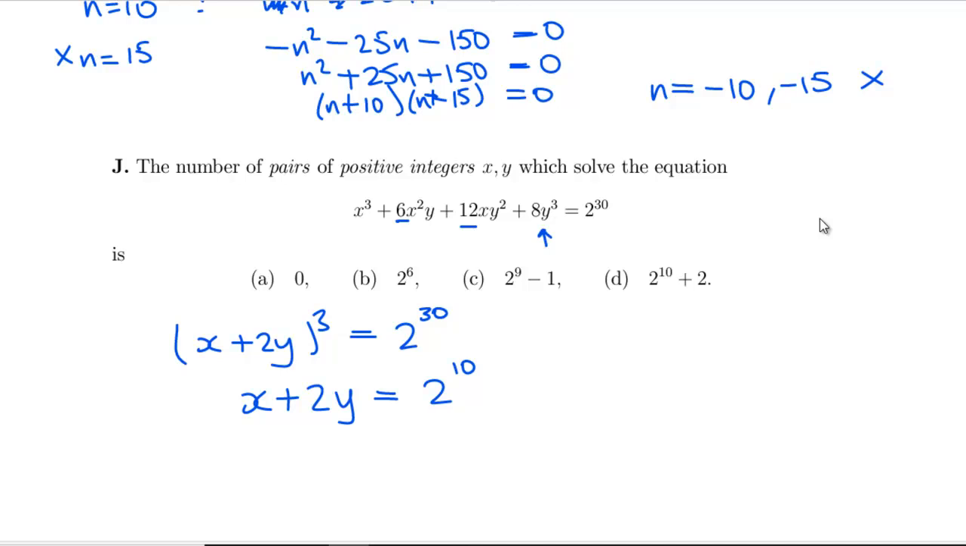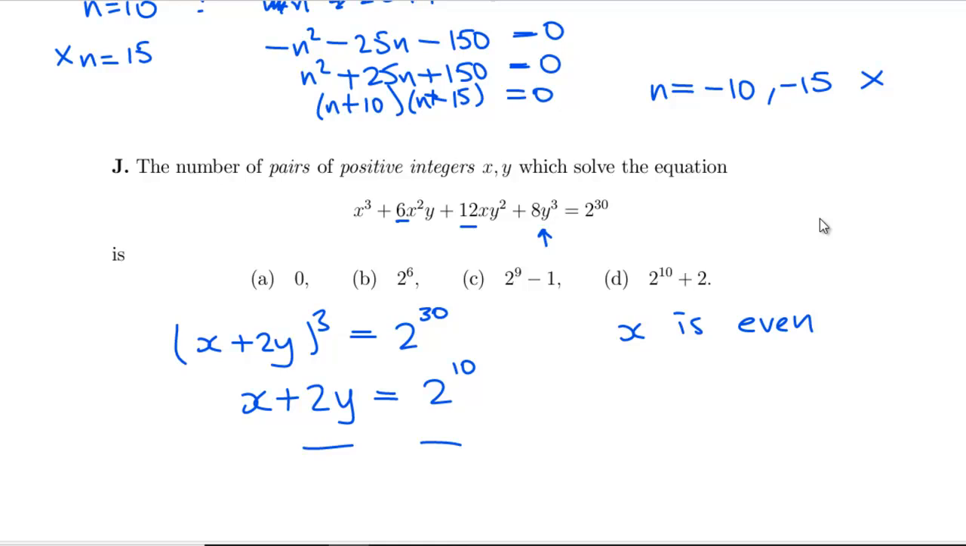So we've got the number of pairs of positive integers. So at least it's a more simple equation. So what are we going to have then? Well, x is going to have to be even, because we've got an even number here and an even number there. So x is even. Does that help us in any way?